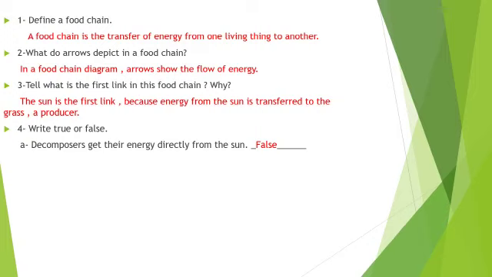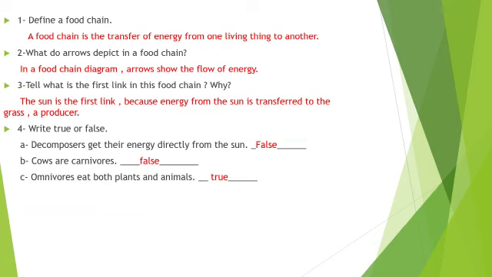Part B. Cows are carnivores. False. Cows are herbivores. Part C. Omnivores eat both plants and animals. True.